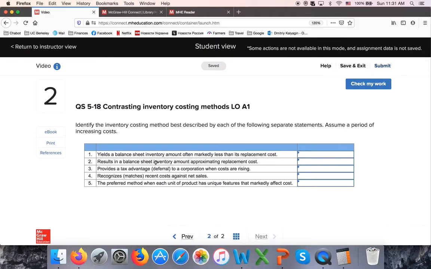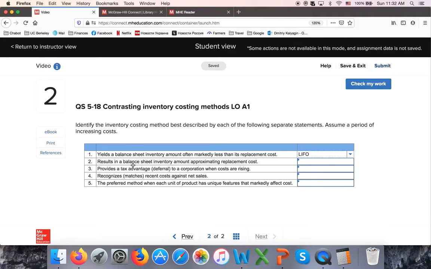Which method yields a balance sheet inventory amount often markedly less than its replacement cost, right? Which method keeps old items in balance sheet inventory? Old items are kept. And it's, of course, LIFO. So again, the language here is a little difficult. Think about it, because you will be asked questions like that on the quiz and the test.